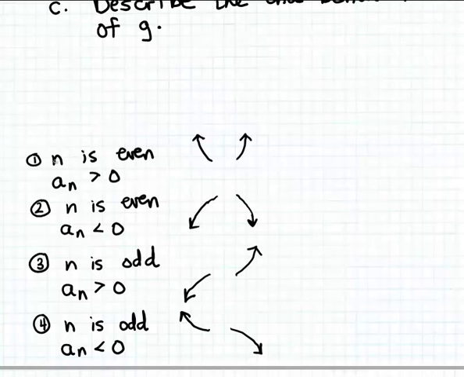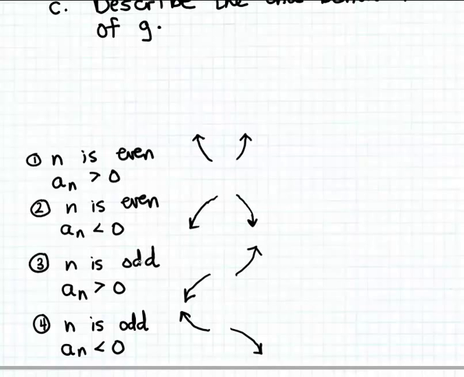So if the degree is even and the leading coefficient is positive, then the graph of a polynomial function is going to rise on the far left, and it's also going to rise on the far right. If the degree is even but the leading coefficient is negative, then the graph is going to fall on the far left, and it's also going to fall on the far right.